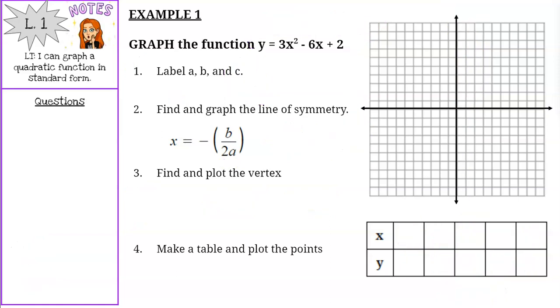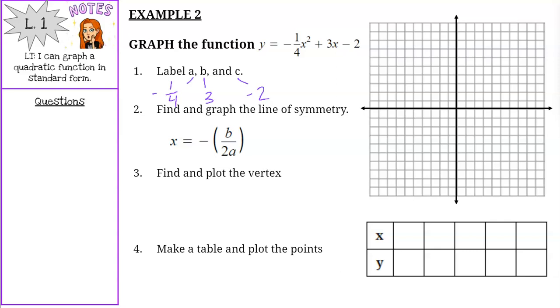We got one more example here. Graph the function y equals negative 1/4 x squared plus 3x minus 2. Label your a is negative 1/4, your b is 3, and your c is negative 2. Find and graph the line of symmetry.